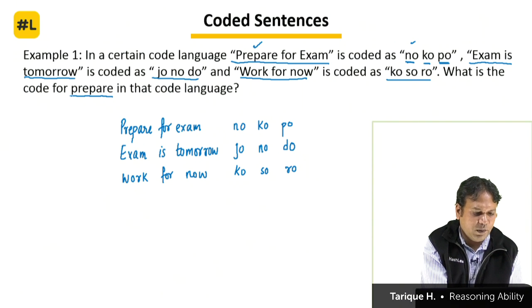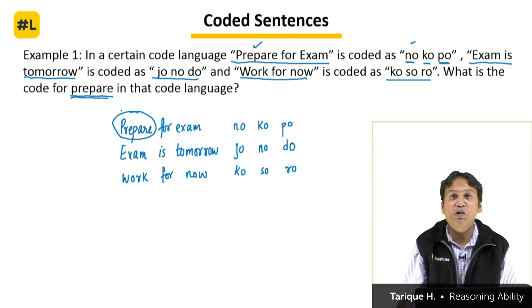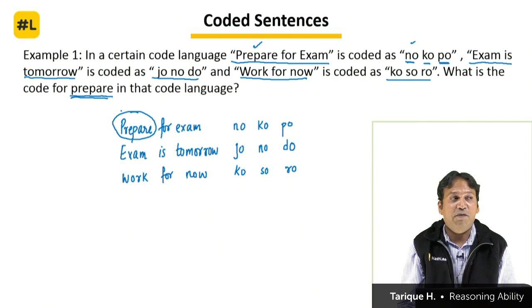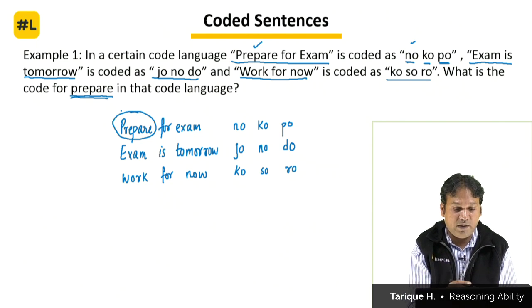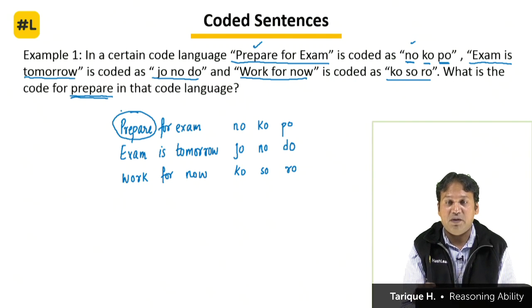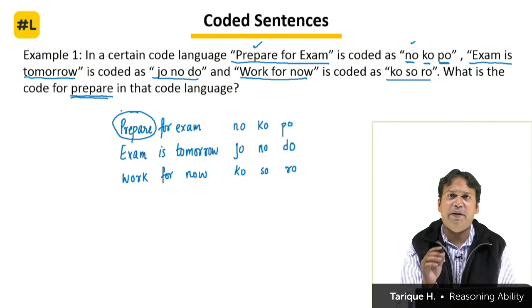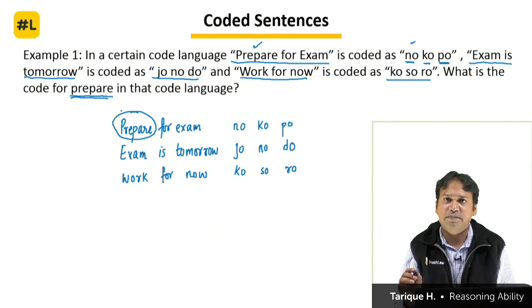Now what is the code for prepare? Now you see here, prepare has been used only once. If you look at the 3 sentences, you will see no other place the word prepare is repeating. You will say that the word prepare is used only once, and that too in the first sentence. So if anything is a code for prepare, that code will also be used only once.